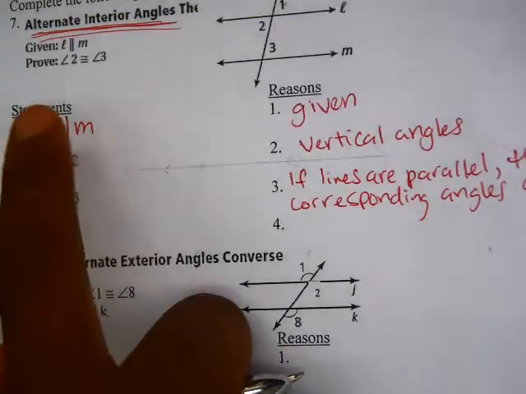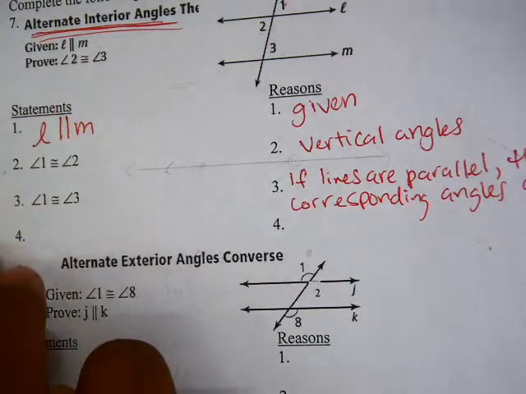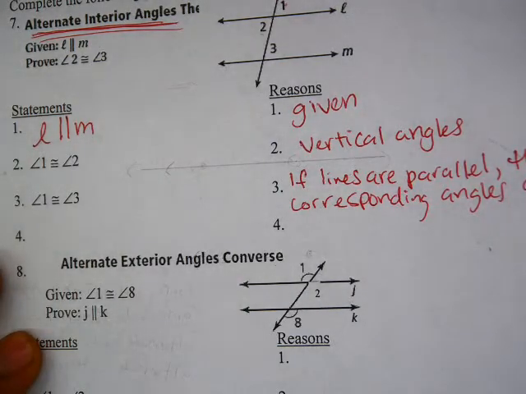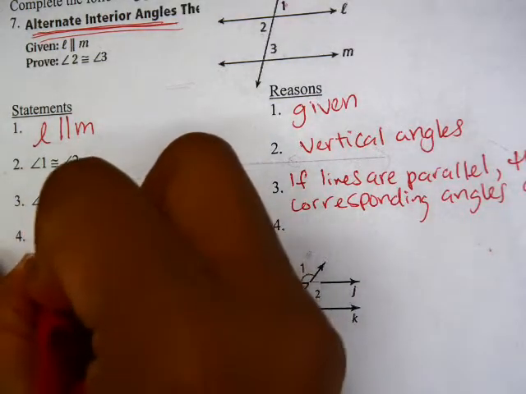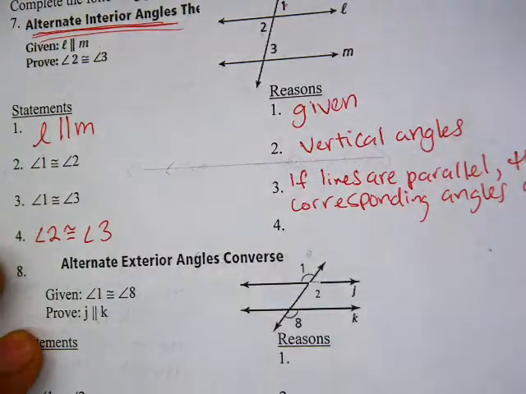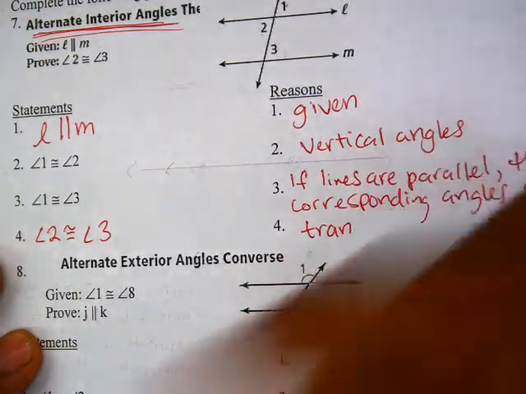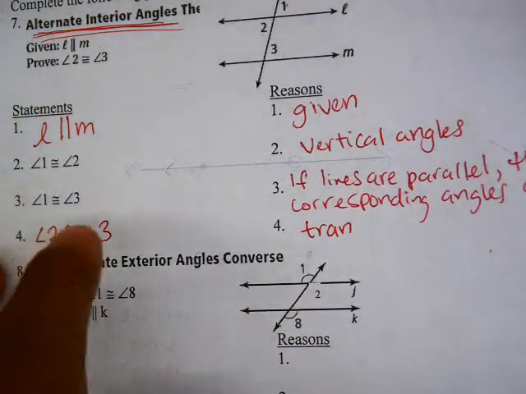So L is parallel to M, so 1 is equal to 2. 1 is also equal to 3. So if 1 is equal to 2, and 1 is also equal to 3, then I know that angle 2 has to be congruent to angle 3 because of the transitive property. The transitive property says if angle 2 is equal to angle 1 and angle 1 is equal to angle 3, then angle 2 is equal to angle 3.